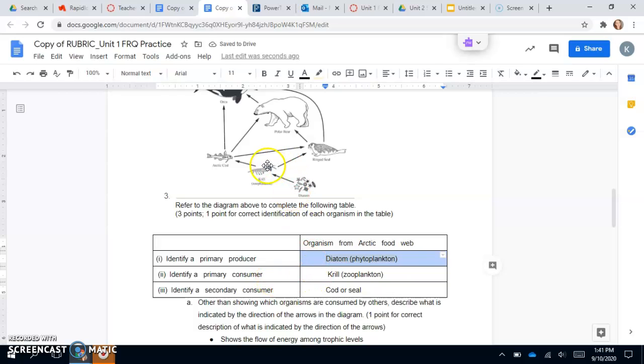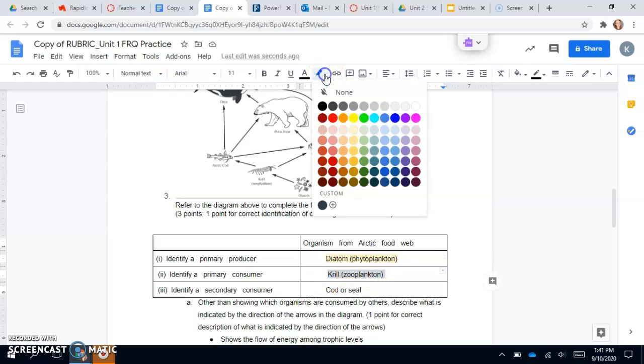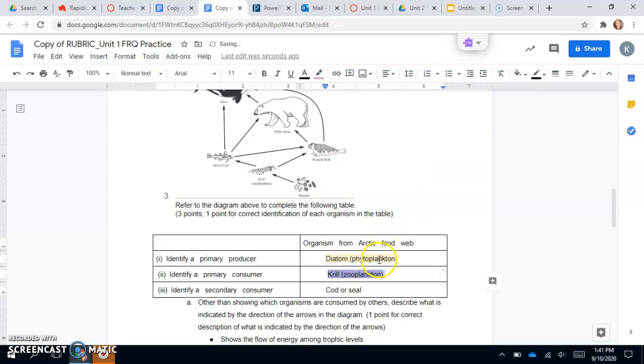A primary consumer. A primary consumer is something that eats the producer. In this food web, there's only one choice. That's going to be the krill. Okay, I think I need to choose a darker color to highlight with. So our krill is 1 point. So 1 point for the krill, 1 point for the diatom.